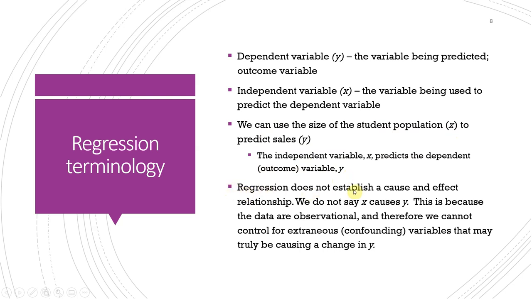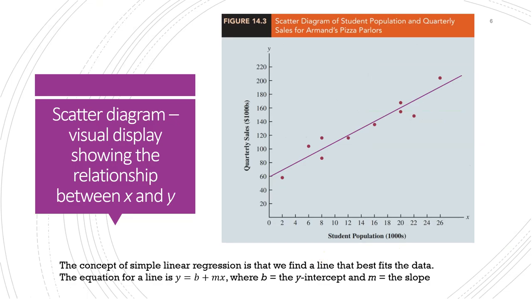Importantly, regression does not establish a cause and effect relationship. We do not say that X causes Y. This is because the data are observational, and therefore we cannot control for extraneous or confounding variables that may truly be causing a change in Y. So what does that mean? Let's go back to our example.